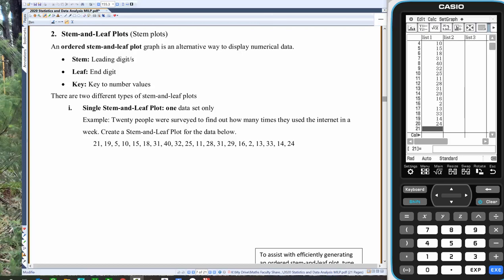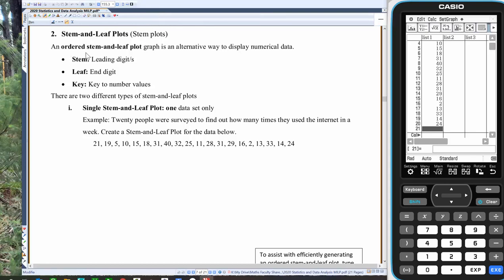Today we're going to continue looking at methods to display numerical data, and the method we're going to look at is stem and leaf plots. We're also going to use our CAS to do some of the legwork for us, and we're also going to use the CAS to generate some histograms. So, exciting lesson. All right, what is it?